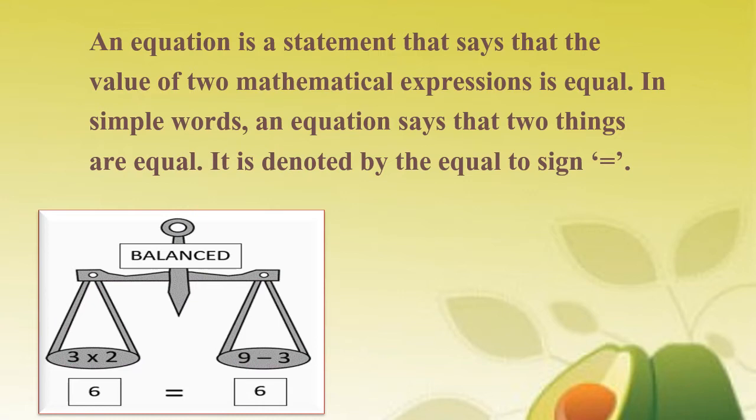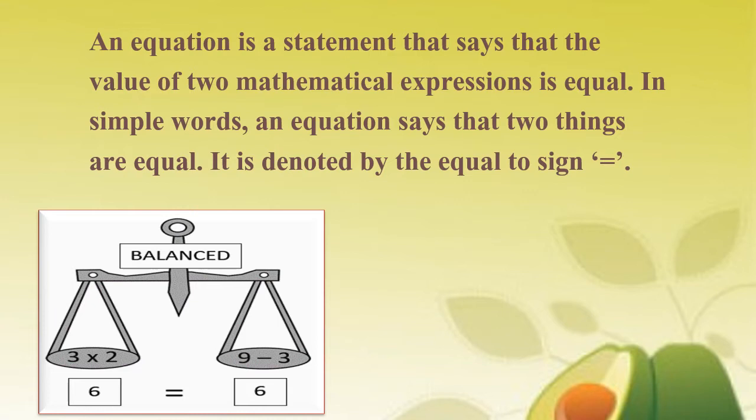Now in this weighing scale, there are two pans. On the left hand side, I have written the mathematical operation 3 into 2. The value of this operation is 6, right? And in the right hand side pan, the mathematical operation is 9 minus 3. The value of this mathematical operation is also 6.